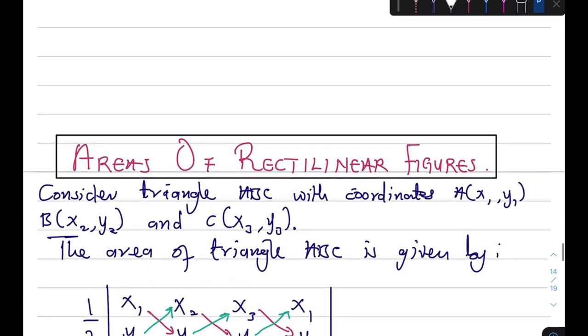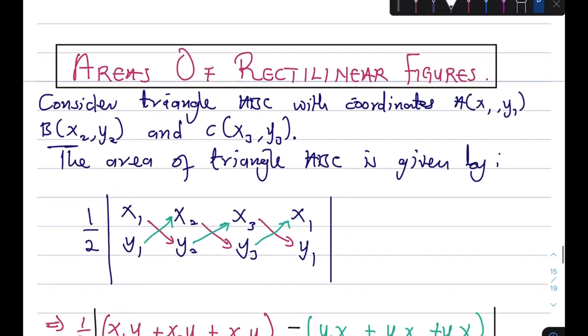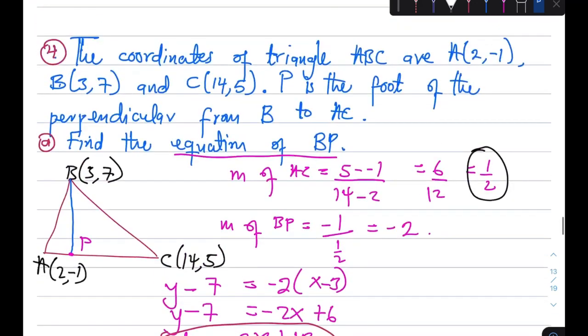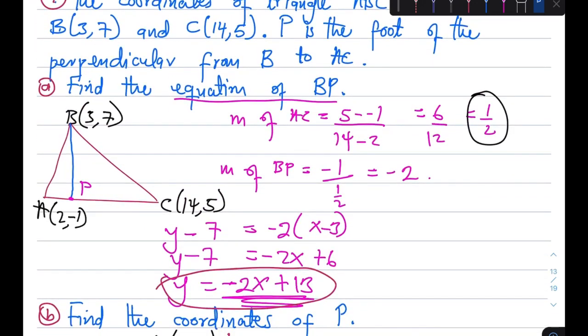What else is there? Okay, so this is where we end today. The next time that we meet, we'll be talking about areas of rectilinear figures. This concept is about, for example, this particular triangle. If they had asked us to find the area of this triangle, what is the easiest possible way to find the area? We will come to see that in our next video.